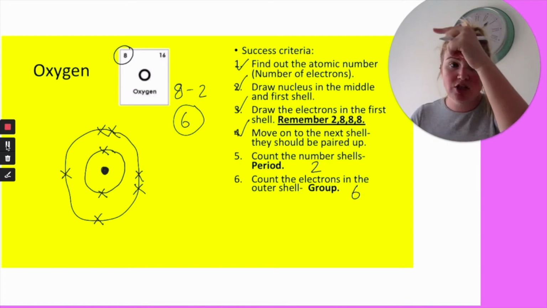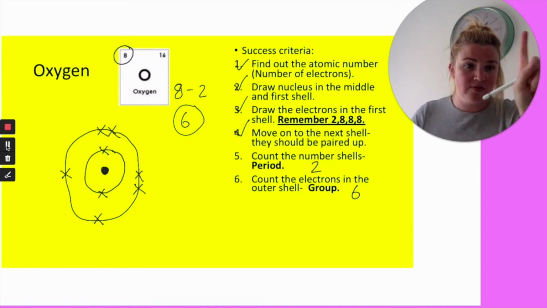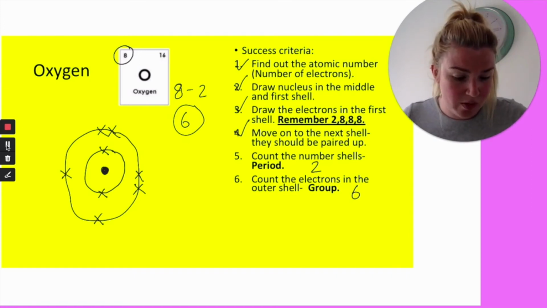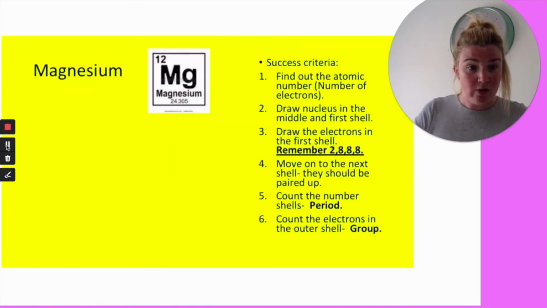So I go period 2, go 1, 2, down, and then I go across to find group 6, okay? The numbers for group 6 would be at the top. So that's the first one. I'm going to have a go at another one. Might be useful for you to follow through and have a go at this one, okay? And then I'm going to leave you to have a go at quite a few.